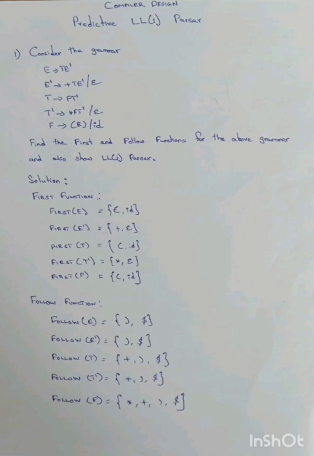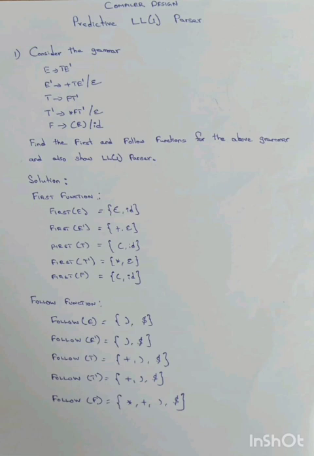Next, first of T dash. Here the first function is star or epsilon, which are terminals, so we write the terminals themselves. Next, first of F. In F the first function is open bracket comma ID, which are terminals, so we write open bracket, ID for the first of F. So we have found the first function.